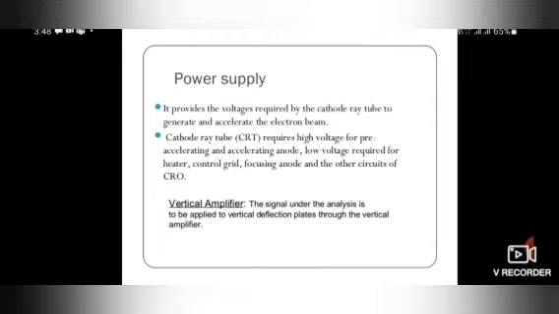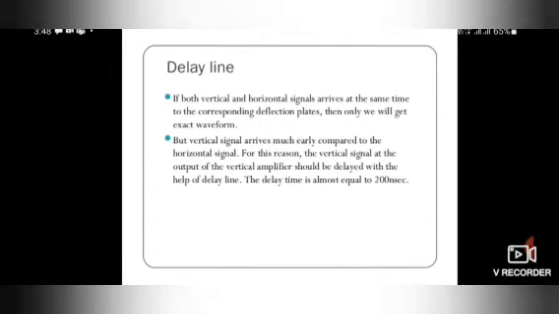Then vertical amplifier. The signal under analysis is to be applied to vertical deflection plates through the vertical amplifier. Then delay line. If both vertical and horizontal signals arrive at the same time at the corresponding deflection plates, only then will we get the exact waveform. But the vertical signal arrives much earlier compared to the horizontal signal. For this reason, the vertical signal at the output of the vertical amplifier should be delayed with the help of the delay line. The delay time is almost equal to 200 nanoseconds.